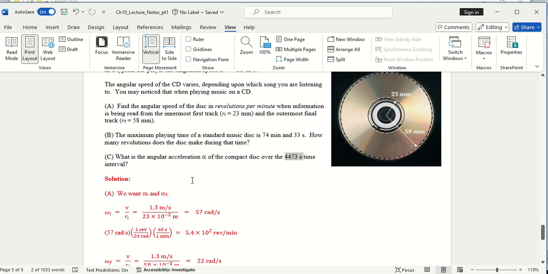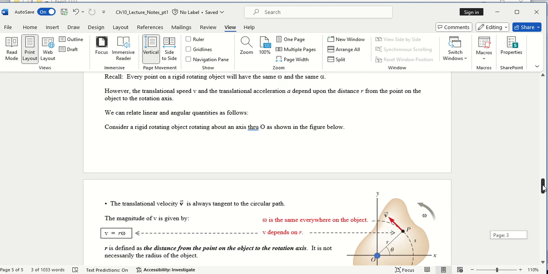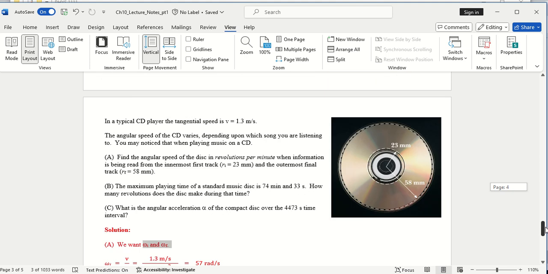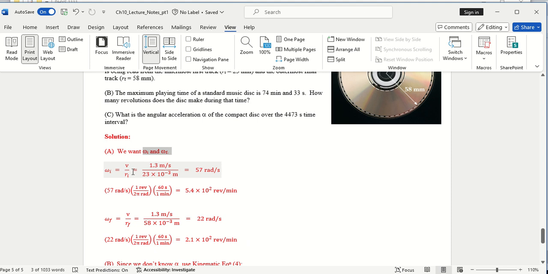Well, let's look at part A. We want omega initial and omega final. Remember, if V is equal to R omega, the linear speed is equal to R omega. So omega is V over R. And remember, for a CD, that linear speed is the same for each track. So omega I is V over R initial. Plug in the numbers. V is 1.3 meters per second. R initial is 23 millimeters, which is 23 times 10 to the minus third meters. And you get omega initial is 57 radians per second.